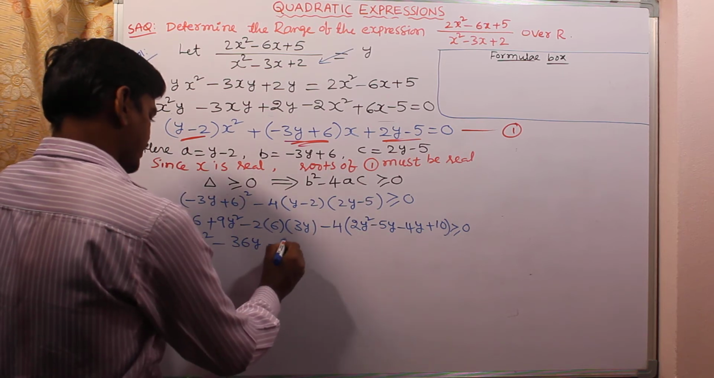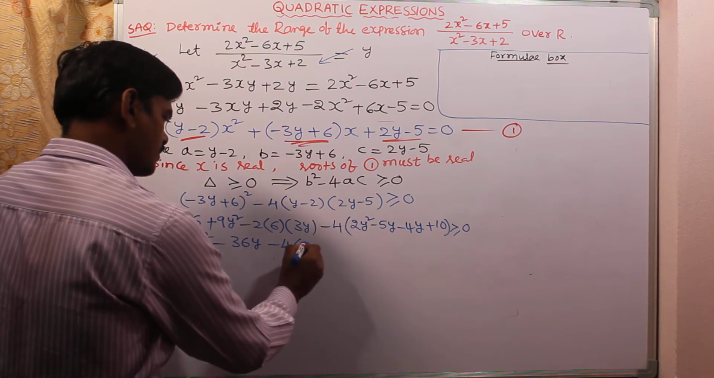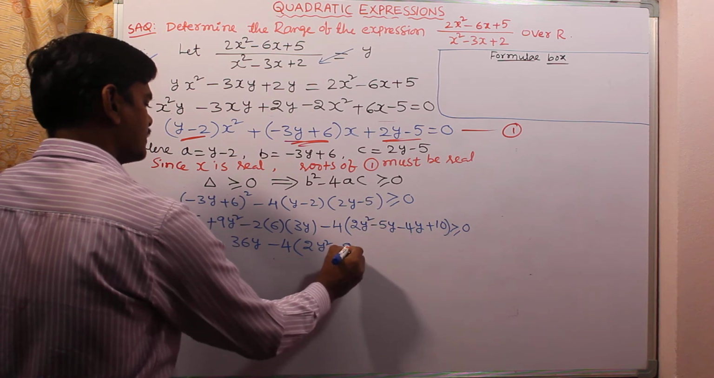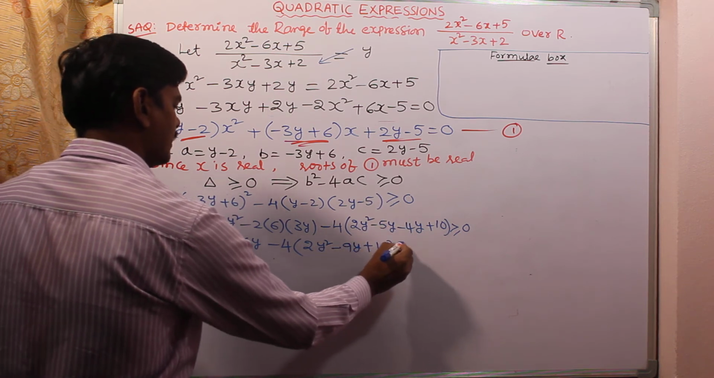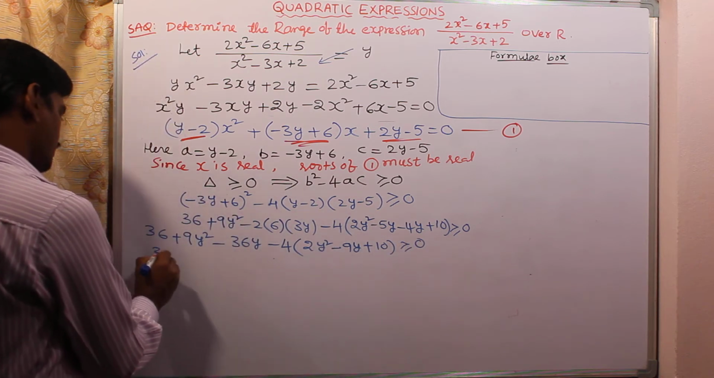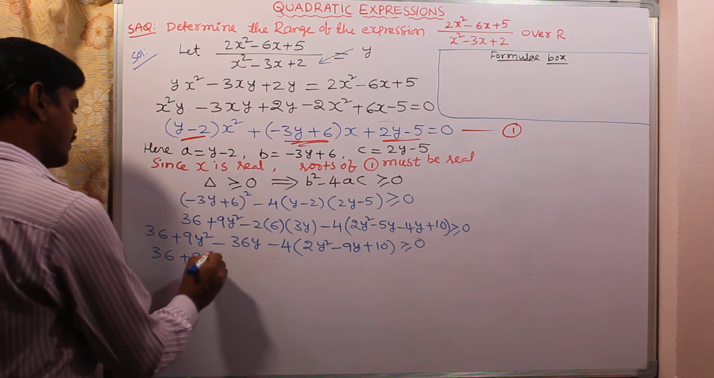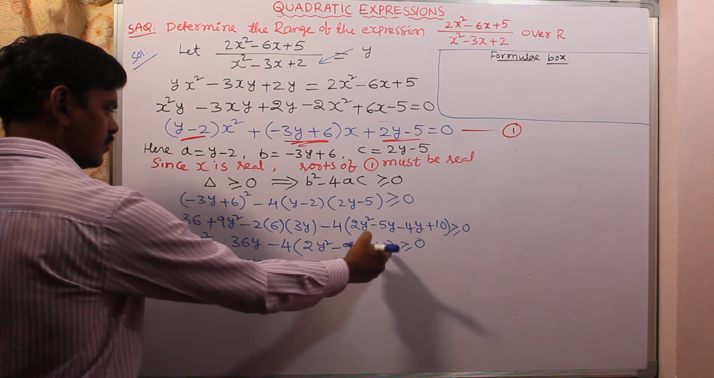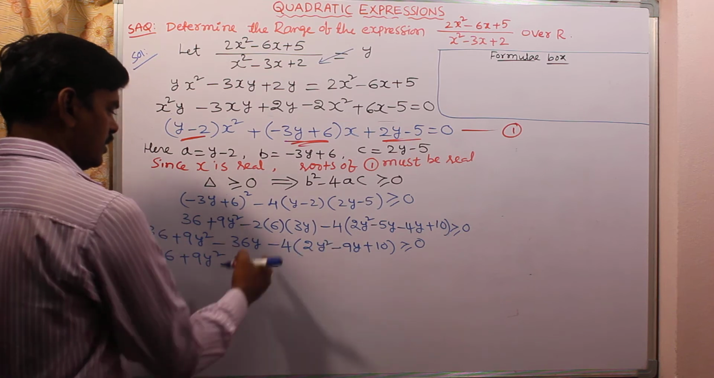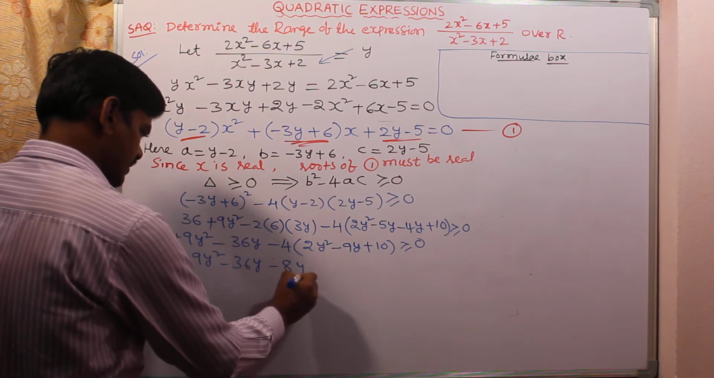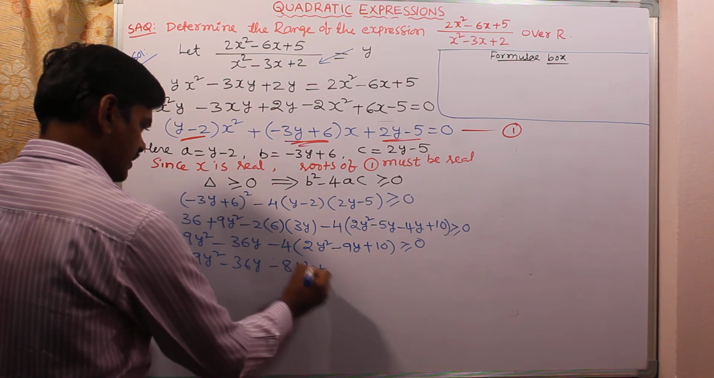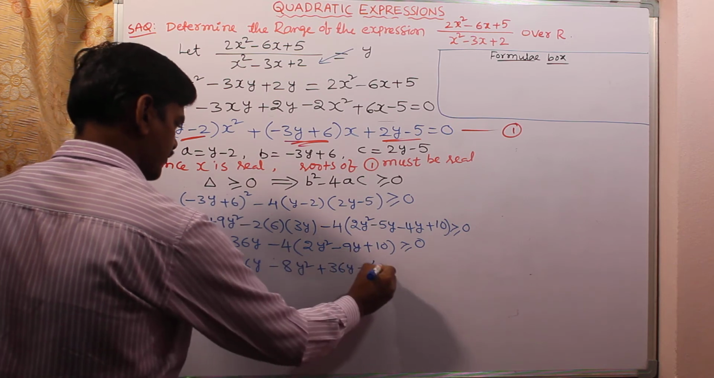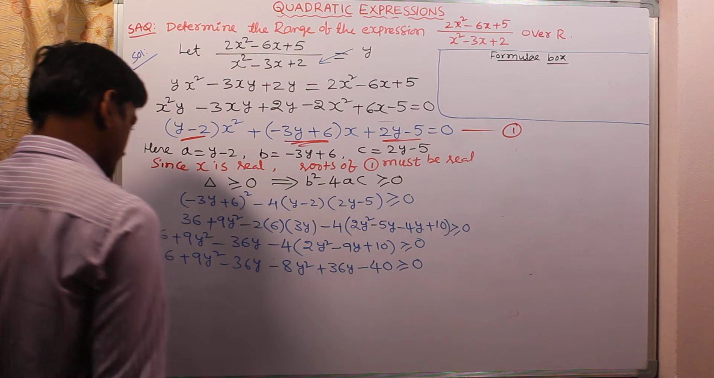Now minus 4 into 2y square as it is, and these are like terms, minus 5y minus 4y, minus 9y plus 10 greater than or equals to 0. So write 36 plus 9y square minus 36y as it is. Minus into plus is minus. Each and every term of this bracket must be multiplied with minus 4. Minus 4 into 2 is minus 8y square, minus into minus plus, 4 9s are 36y, minus into plus minus, 4 10s are 40, greater than or equals to 0.